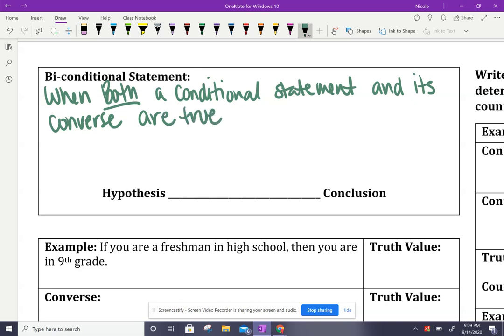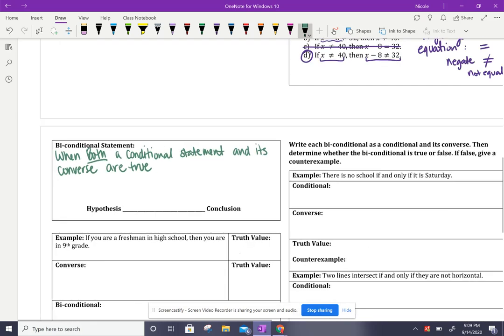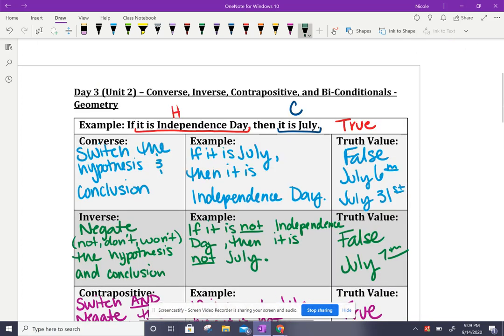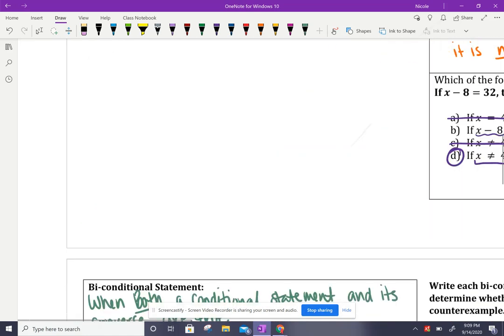So remember back to what we talked about earlier. I'm going to scroll up for a second. The converse happens when you switch the location of the hypothesis and conclusion. And sometimes you get a truth value of false. But if it's a true biconditional, then both the conditional statement and the converse will be true. So let's find some situations for that.